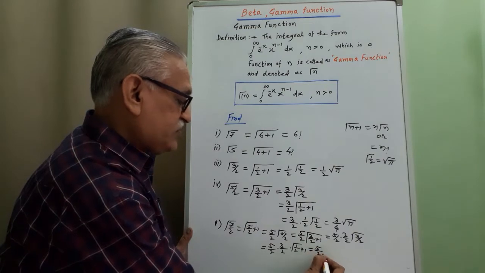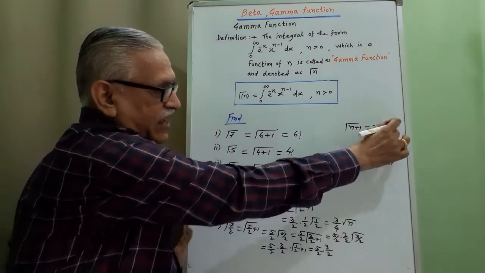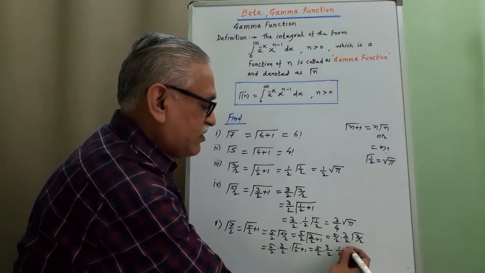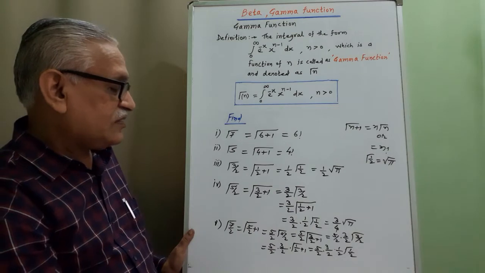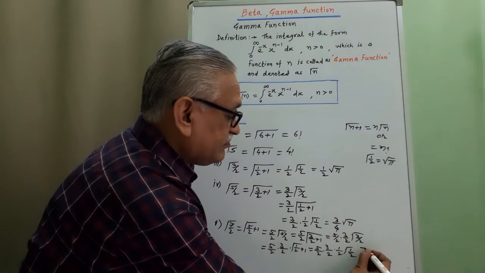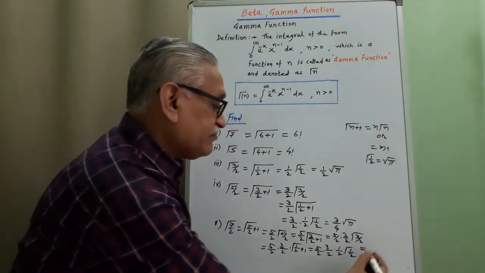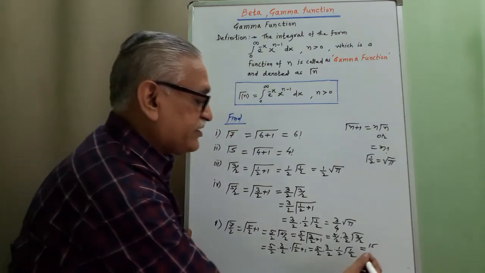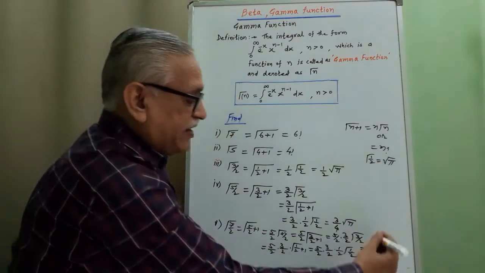Then applying the same property once again, we get that value as 5 by 2 as it is, no change, 3 by 2 as it is, no change. This Gamma n plus 1 is n Gamma n, as it is not a positive integer, therefore it is 1 by 2 Gamma 1 by 2. Therefore that value is 5 times 3 is 15, 2 to the 4, 4 to the 8, and the value of Gamma 1 by 2 is root pi.